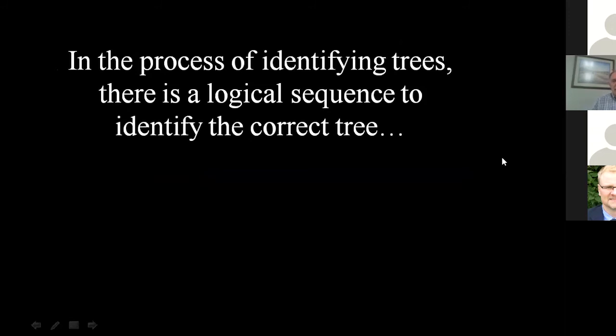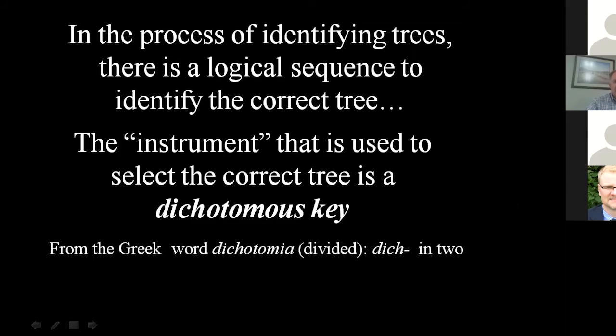So, in the process of identifying trees, there's a logical sequence to identify the correct tree. And that's what we're going to go over right now: what is this logical sequence of identifying a tree? Well, it's an instrument that we use called a dichotomous key. Now, here comes your first Greek word of the day. Dichotoma means divided, and dicha means in two.